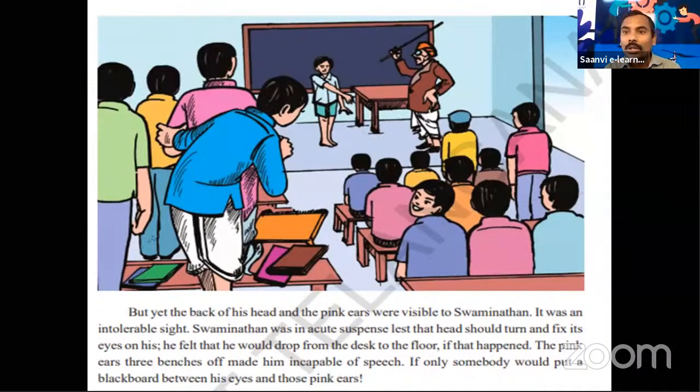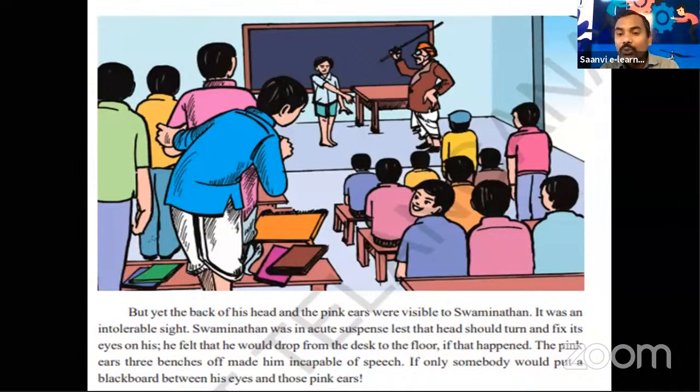It was an intolerable sight. It means Swaminathan couldn't adjust with the circumstances. Swaminathan thought that Rajam would look at him and help him. Rajam will give him a solution. But Rajam was not at all looking at Swaminathan. Swaminathan was in acute suspense.